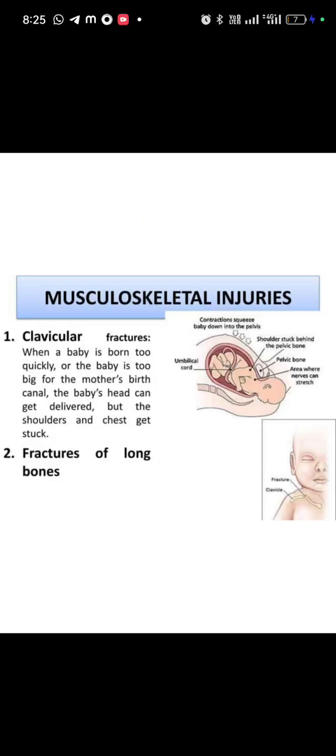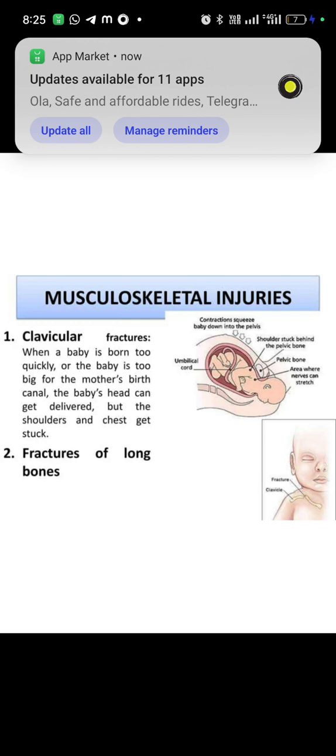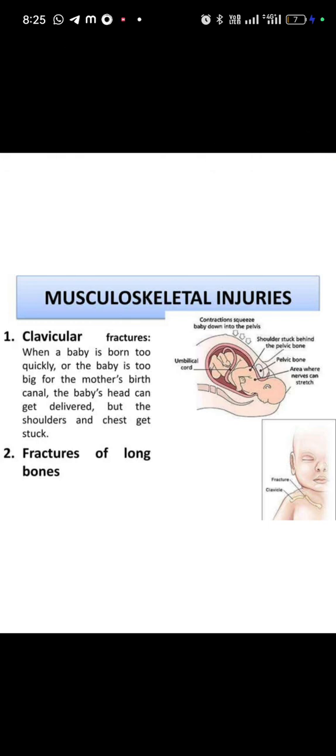Next, musculoskeletal injuries. Up to now, head injuries and nerve injuries we saw. Now the third one, musculoskeletal injury, like clavicular fracture. When the baby is born too quickly or the baby is too big for the mother's birth canal, the baby's head can get delivered, but the shoulder and chest will get stuck. You can see in the first picture.